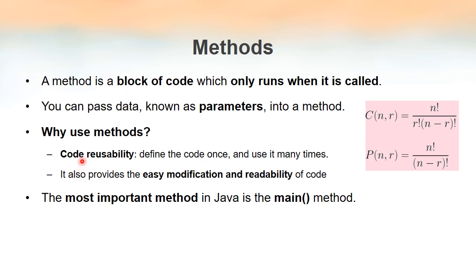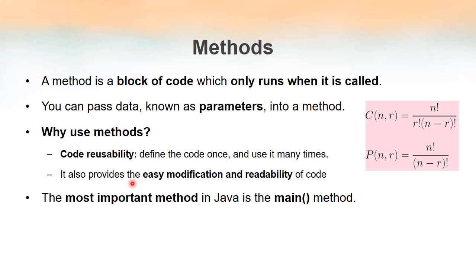Now why do we have to use methods? These are two important reasons or advantages of using methods. One is code reusability. Once we have written a method, it can be used any number of times whenever we need it. There is no limit on the number of times we can reuse it. And also our program becomes more understandable, and it becomes easy to modify as well as maintain the program.